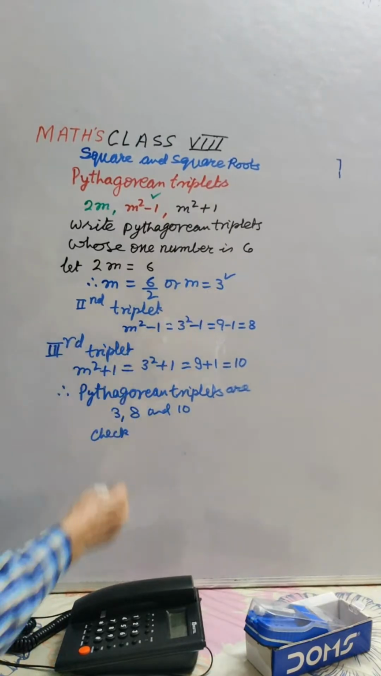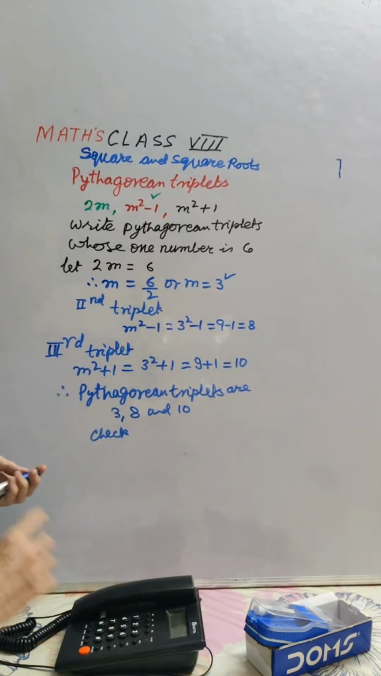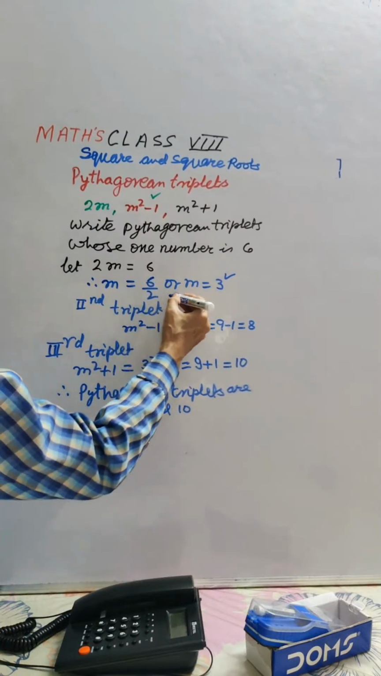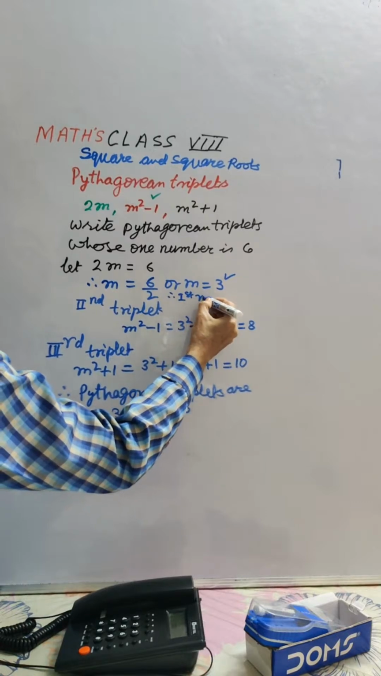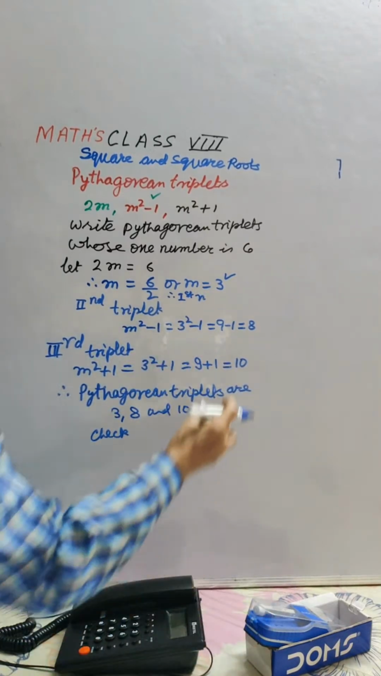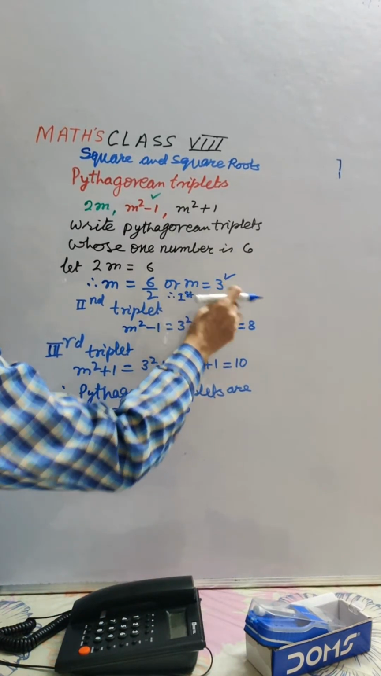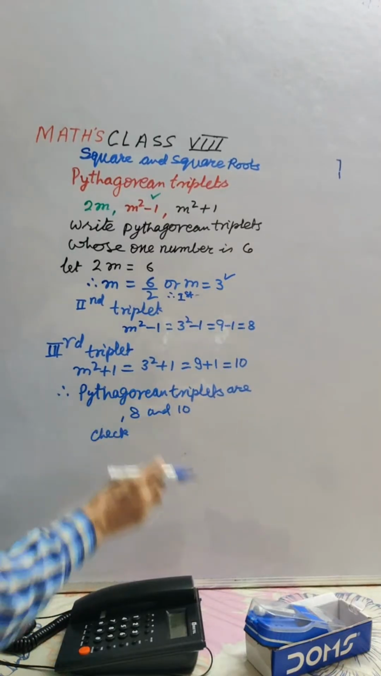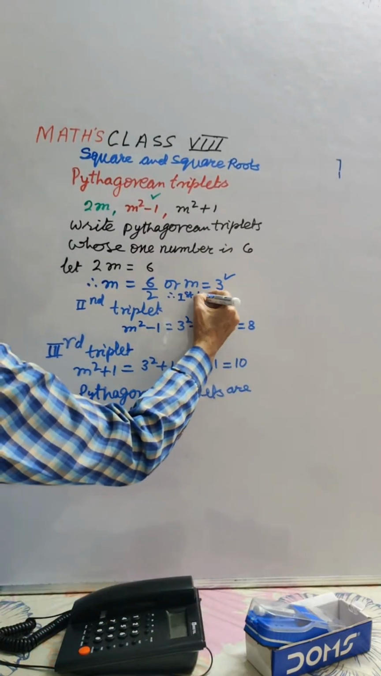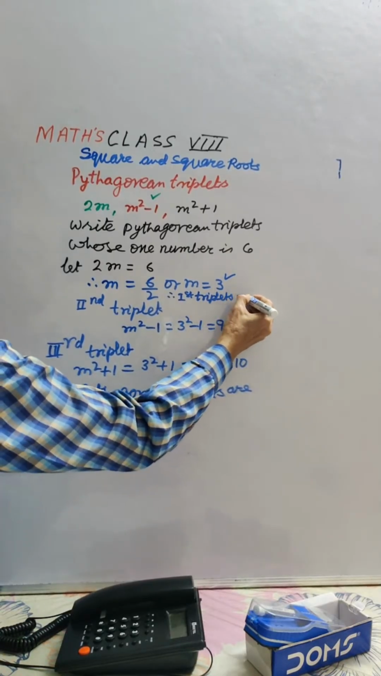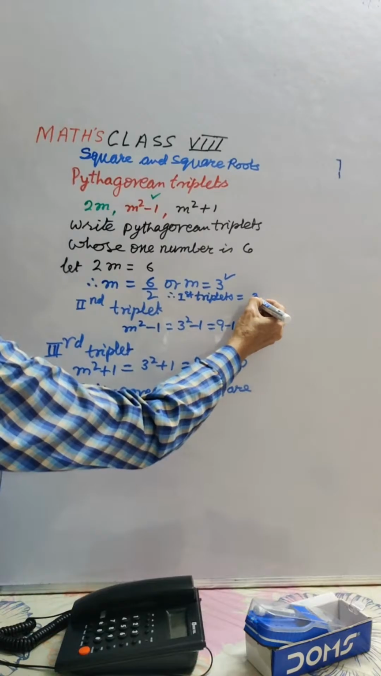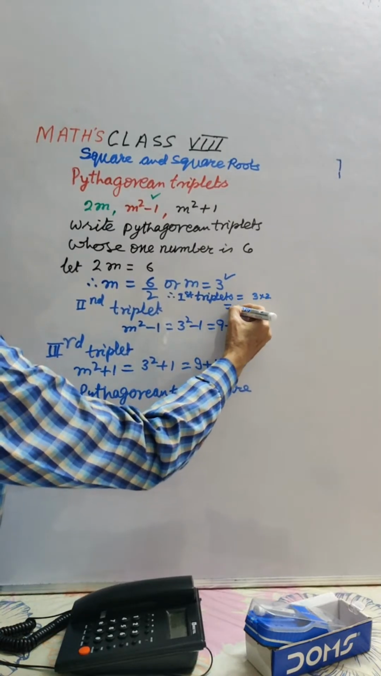So it will be 6. 3 square, m is 3. Therefore first triplet is 3 to the 6. First triplet is 6. That will be 6. First triplet is equal to 2 times 3, which is equal to 6.